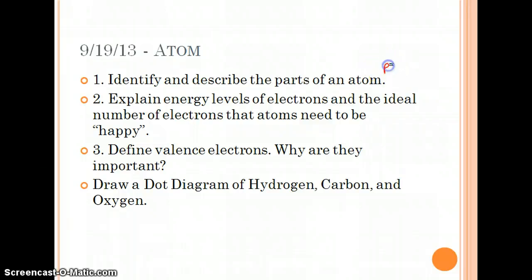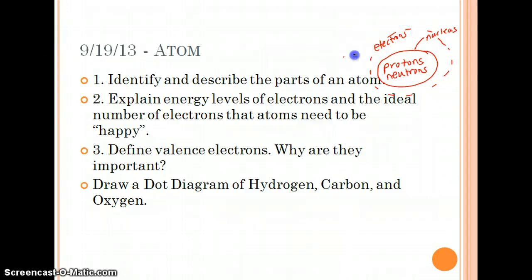So we have protons, neutrons, all inside the center, which is called the nucleus. And then we have these electrons out on the energy levels. So being able to identify those parts, you'll definitely need to know that.